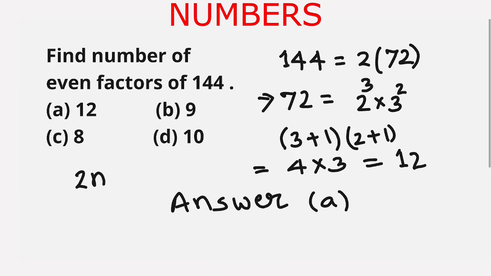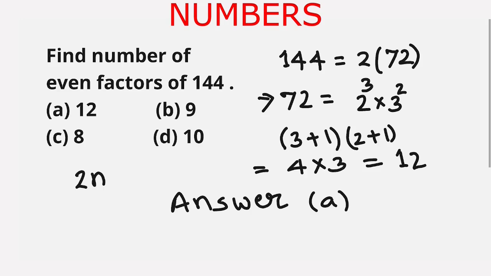Whenever we have to find number of even factors of any number, we have to take 2 out of that number, and then the remaining portion of that number is prime factorized, and whatever may be the power of prime factors, we add 1 to their power and multiply all those numbers, and we get the number of even factors.